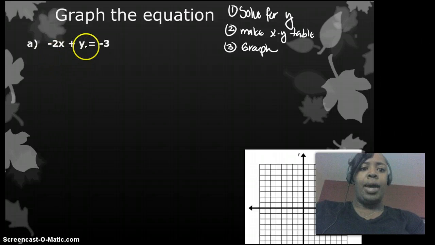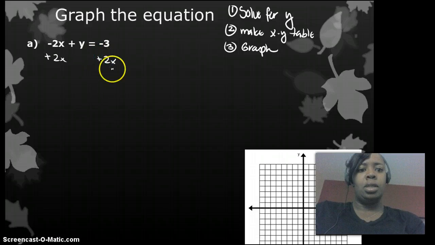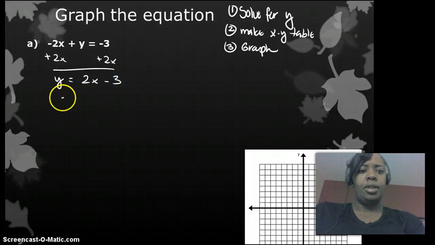So solving for y, getting y by itself, plus 2x. I know some of you guys just took a test on this. Ms. Fitzgerald obviously has not graded it yet because I'm not around. Totally missed you guys though. So y equals 2x minus 3.